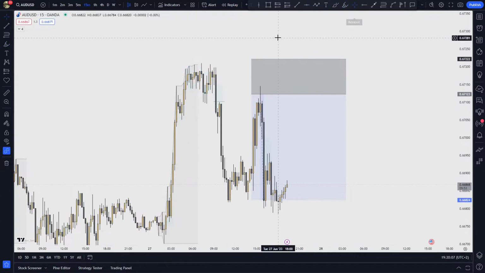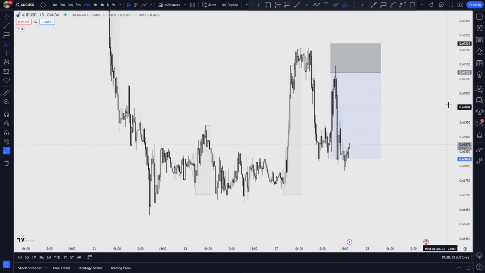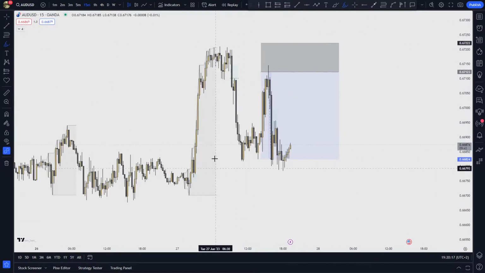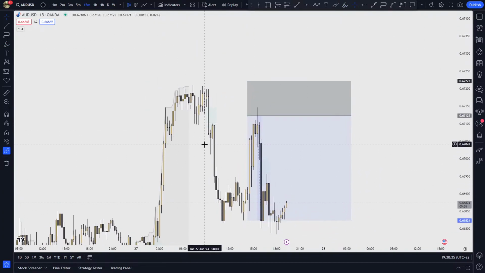So what we are expecting is to basically come back into this demand level, right? Because our bias is eventually to come and fill that imbalance, but we are expecting to trade back into that demand level, this one. And we had a breaker structure down over here.